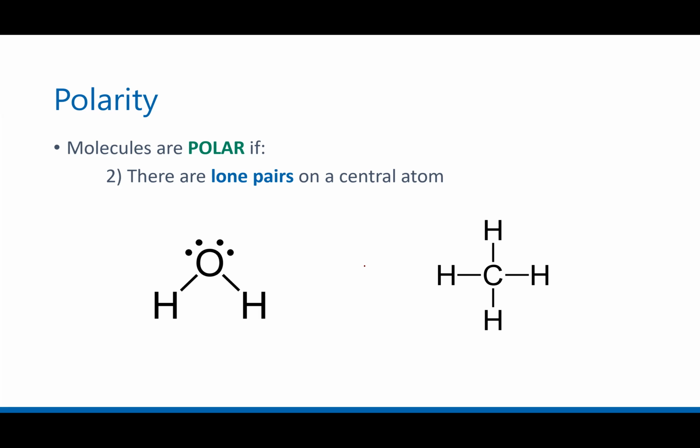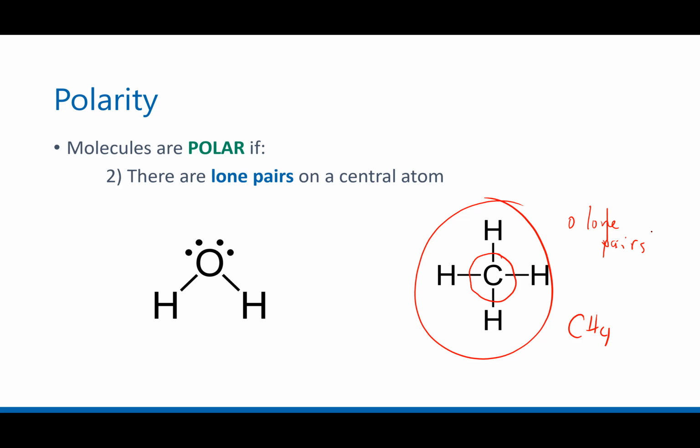Okay, so what's rule number 2? Rule number 2 is the easiest, well, one of the easiest rules. If the central atom has lone pairs, it's probably polar. So again, we have methane. This is the same molecule as before. The carbon here has no lone pairs. Remember what a lone pair is. A lone pair is electrons on the central atom that are not bonded. So they're leftover electrons.